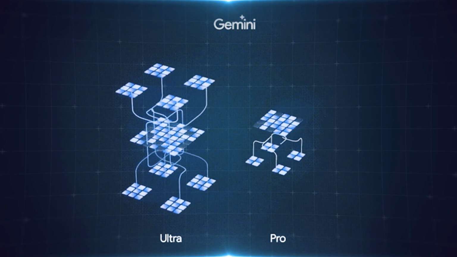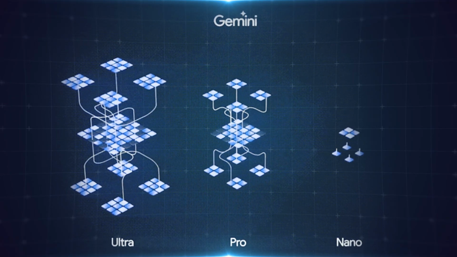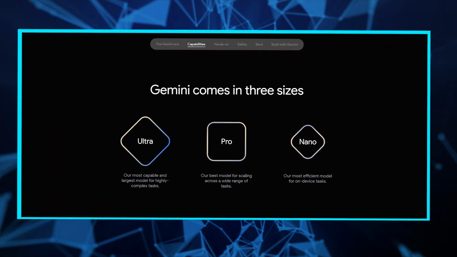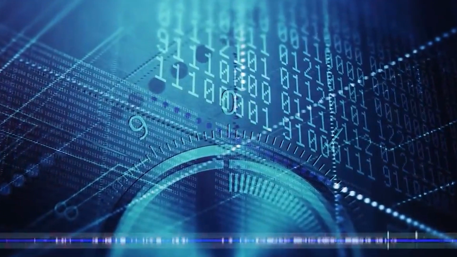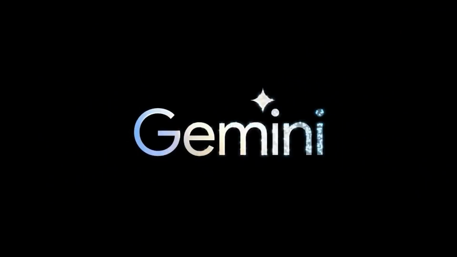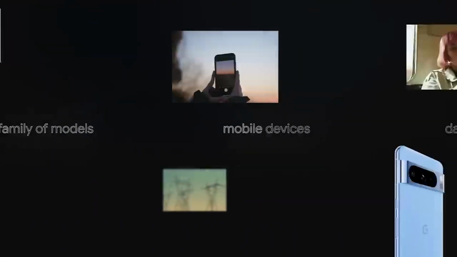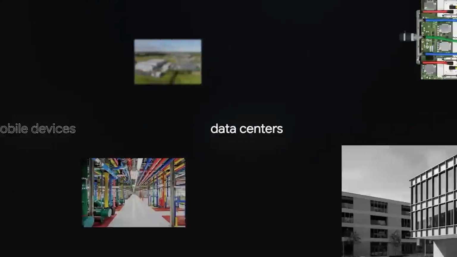The team at DeepMind has created three different sizes of the Gemini model depending on how it will be used. Gemini Ultra is the biggest and most advanced version. It is focused on solving extremely complex problems. Gemini Pro is optimized to be scaled easily for many different tasks. Gemini Nano is a small efficient model designed specifically for smartphones and other devices.